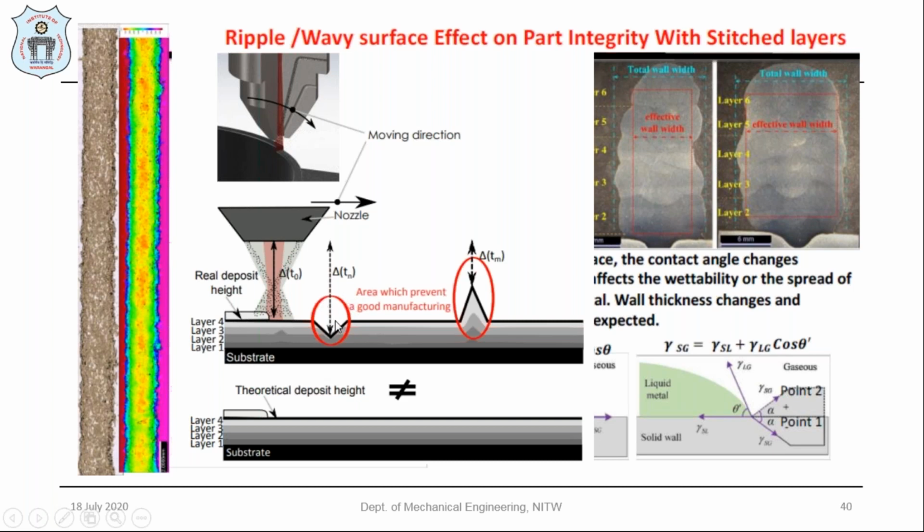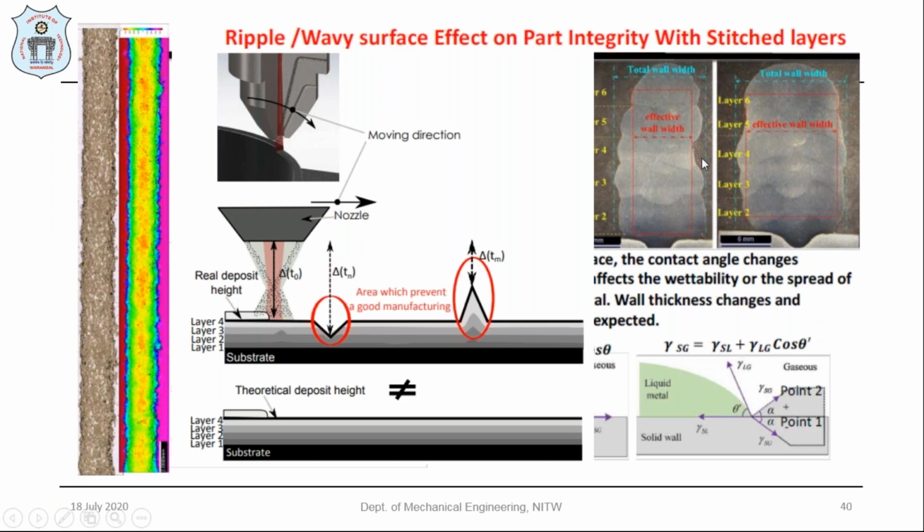With respect to this irregular surface, we are assuming this is the normal standoff distance between the nozzle and the substrate layer. In some cases, the standoff distance increases. Because of this increased standoff distance, there will definitely be a molten pool variation because of the interaction of the powder particles and the laser beam. And in some cases, there is a lower standoff distance between the nozzle and the substrate. That is definitely going to change the contact angle of each individual layer.